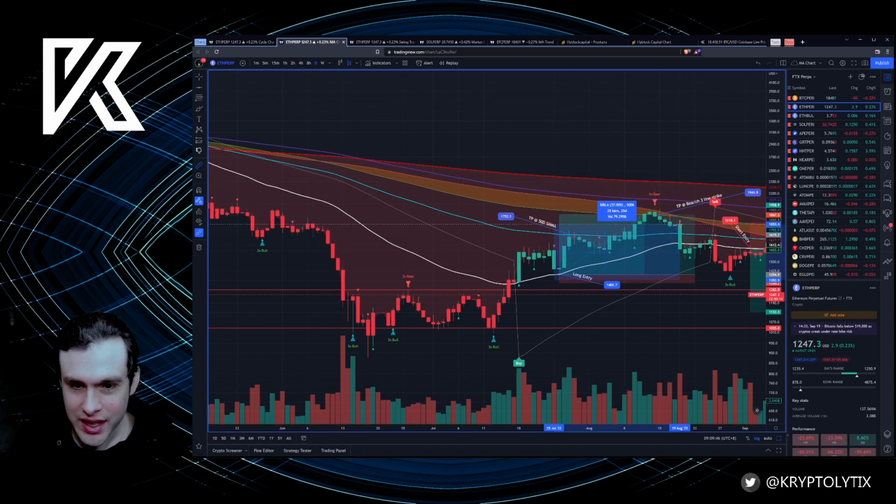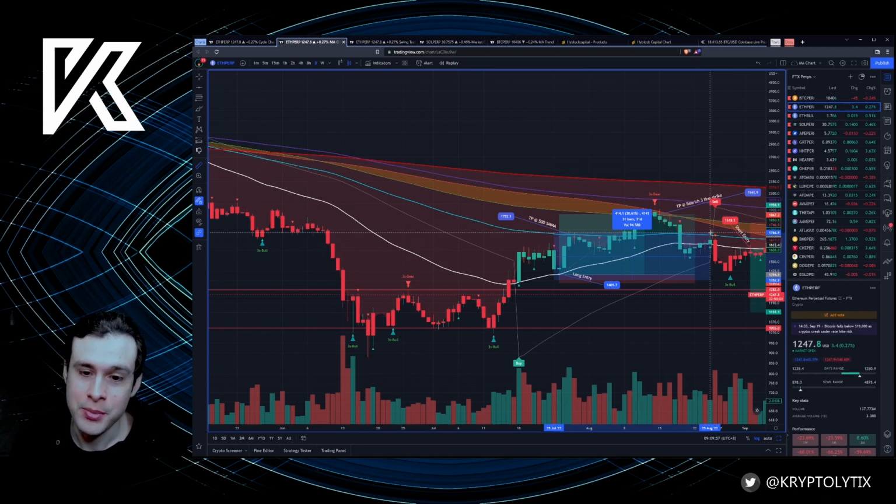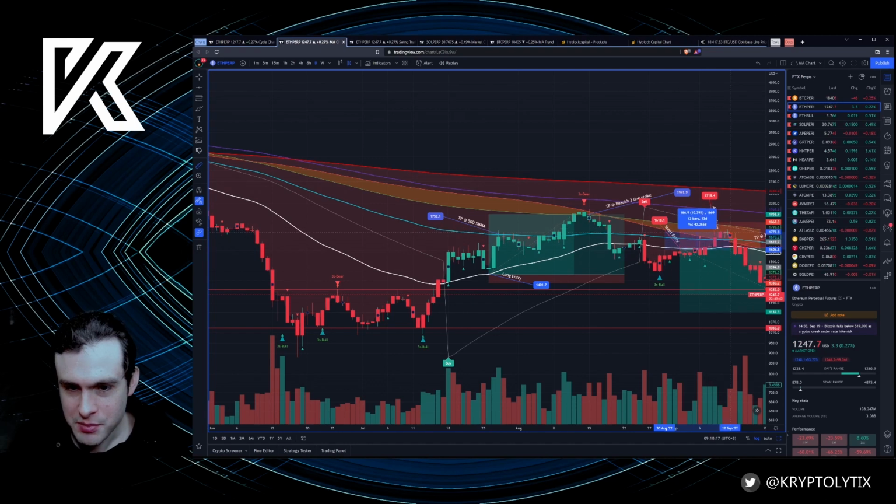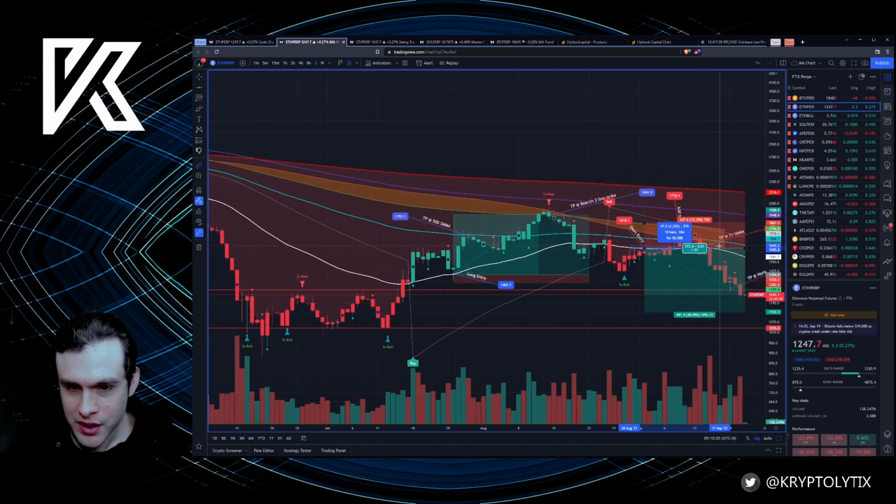And then we get a dump, failing to hold the 50, failing to hold the 21, rejecting off the 21, rejecting off the 50. Very, very bearish. But if you didn't see that, okay, flip, 21 moving average rejection, 50 moving average rejection. So entering here, bear market resistance band, rejection, back below it, failing to hold the 21, down. What are we up? 22%.